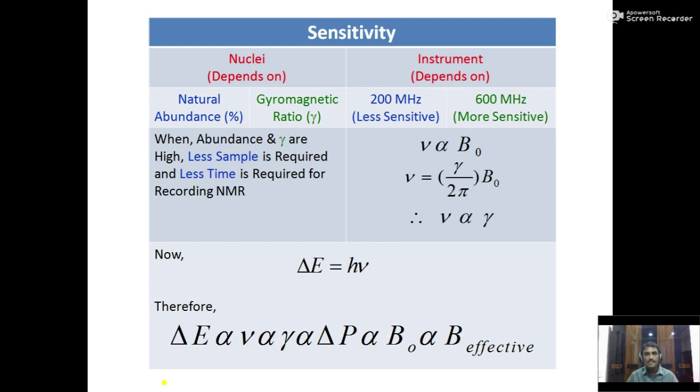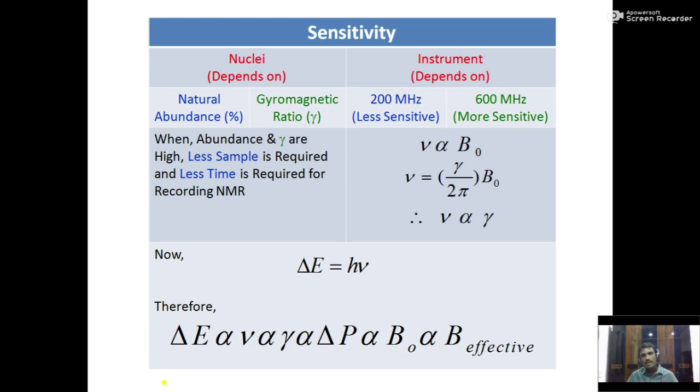Then we will talk about the sensitivity of the nuclei as well as the instrument. The sensitivity of the nuclei depends on its natural occurrence or natural abundance. You can see that hydrogen and fluorine 19 have a high concentration in nature, and when natural abundance is high, very little sample is required and very little time is required for recording the NMR spectrum. So abundance and gyromagnetic ratio should be high. So we can say that the sensitivity is high in case of that nuclei.